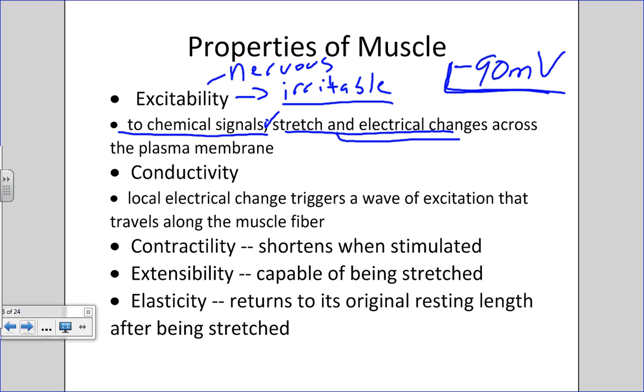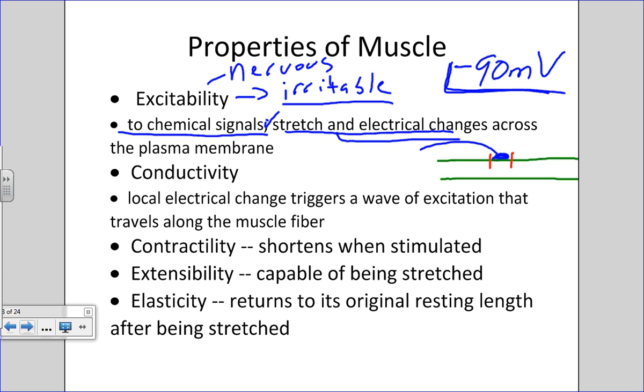All right, and conductivity. Now, this is important because when I start talking about the nerve-muscle relationship, let's say here's a motor neuron innervating a muscle, and we'll say this is the muscle itself. Now you'll notice that this motor neuron is only stimulating this little part of the muscle to contract.